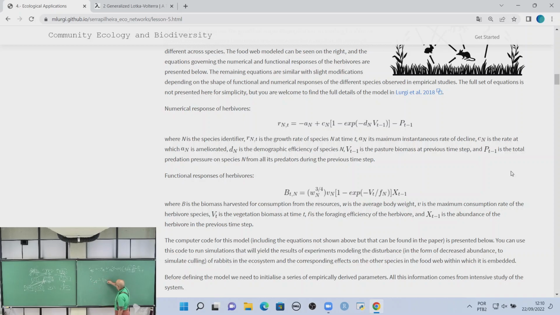Here, the body size, which is one of the traits of the species that we have been looking at in other contexts, actually comes into play. Body size is an important factor in determining how fast a predator consumes its prey. And this is the case for the herbivores, but you can see the functional responses for all of the species in the system.